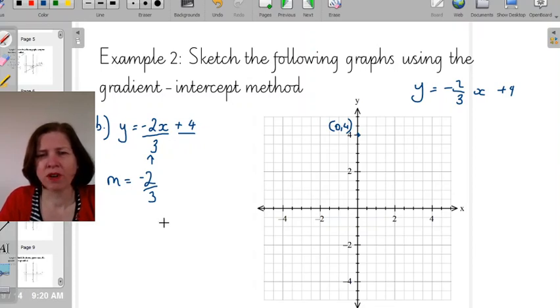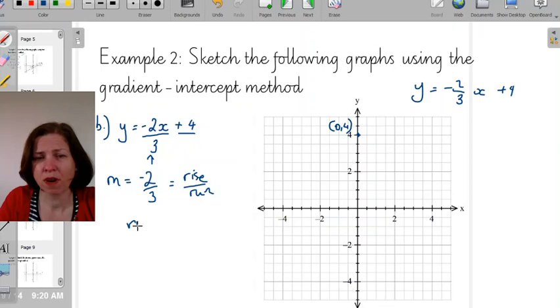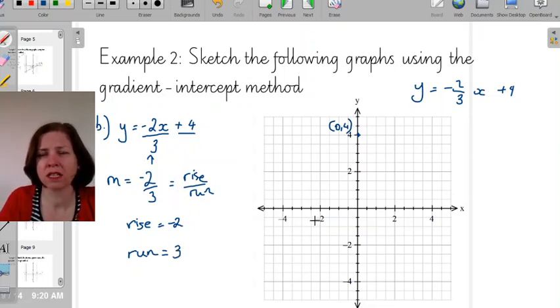And then I'm going to find another point by knowing that this gradient is the rise over the run. Now I'm going to take my rise always as being, when I've got a negative number, one of these has to be negative. So my rise is going to be negative 2. And my run is 3. I usually like to keep my run positive, so I'm always moving to the right. Sometimes that's not convenient though, depending on where I'm starting. But in this case it should be fine.